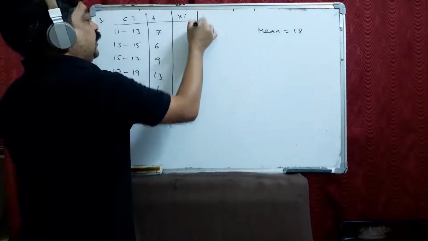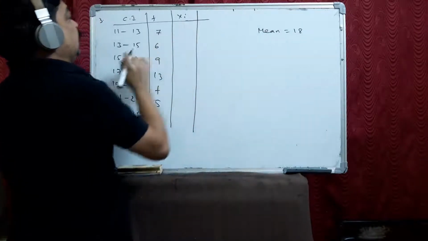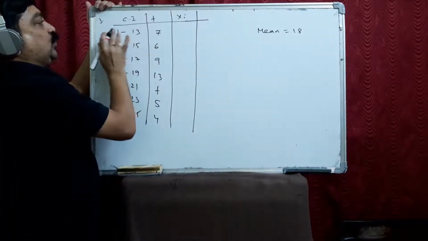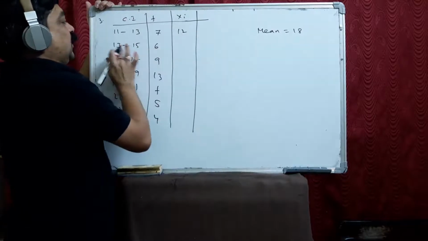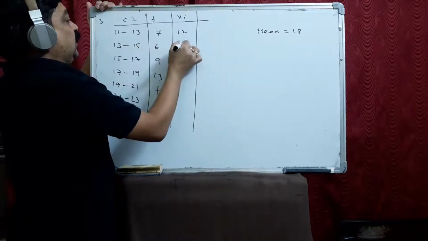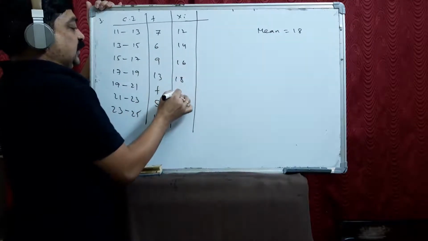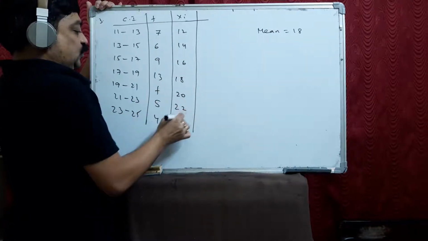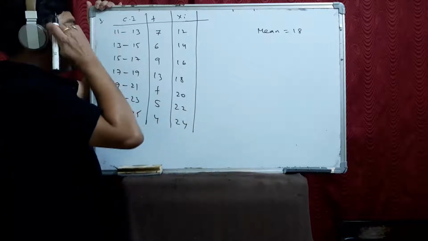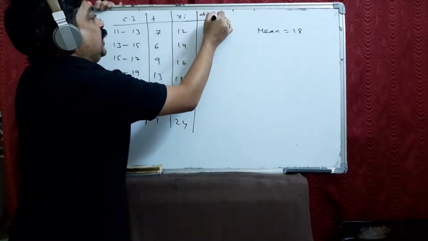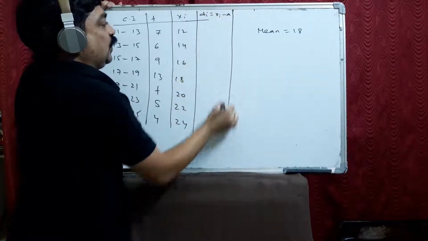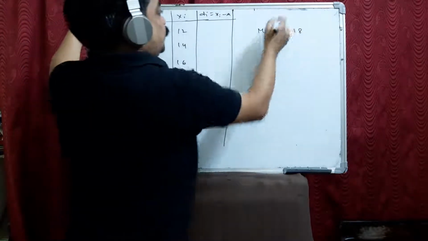Let us find xi first. Xi, this plus this by 2. 24 by 2 is 12. 13 plus 15 is 14. This plus this, 32. 16, 18, 20, 22, 24. So, to find di, xi minus A, first of all we need A, no?